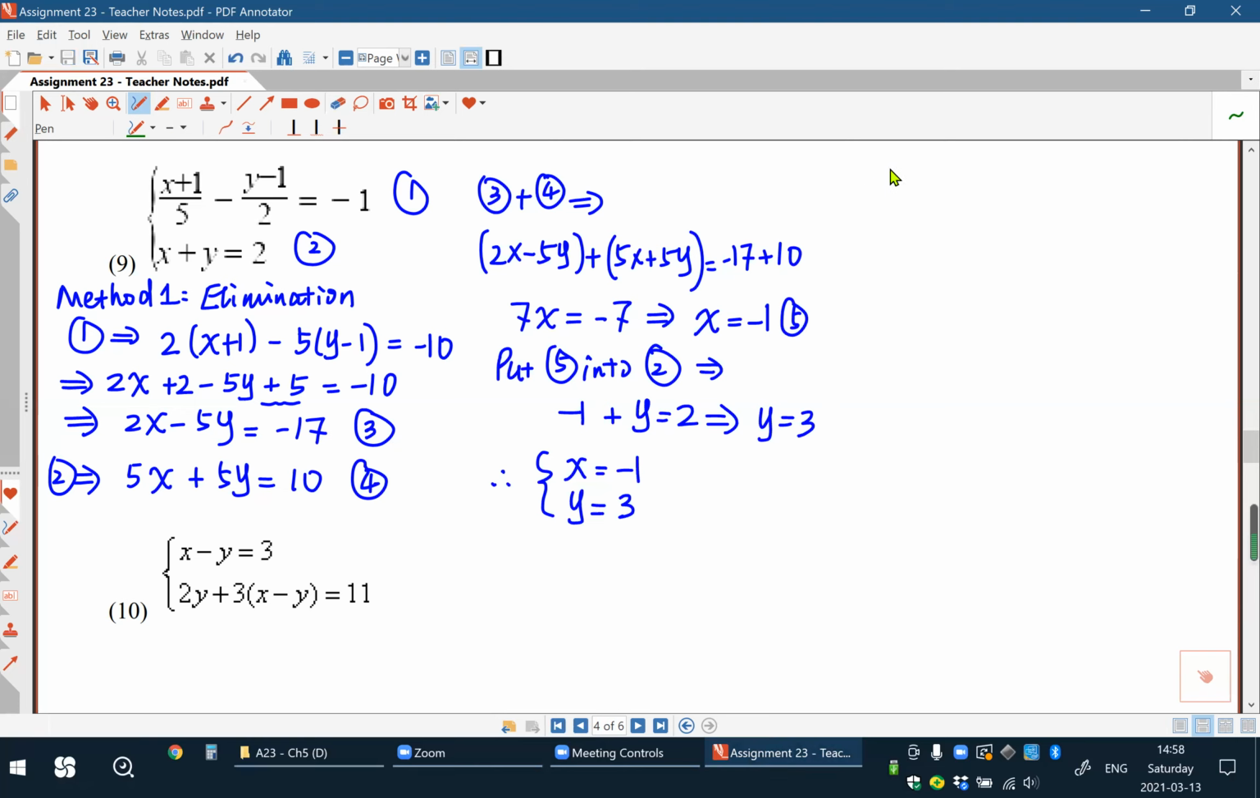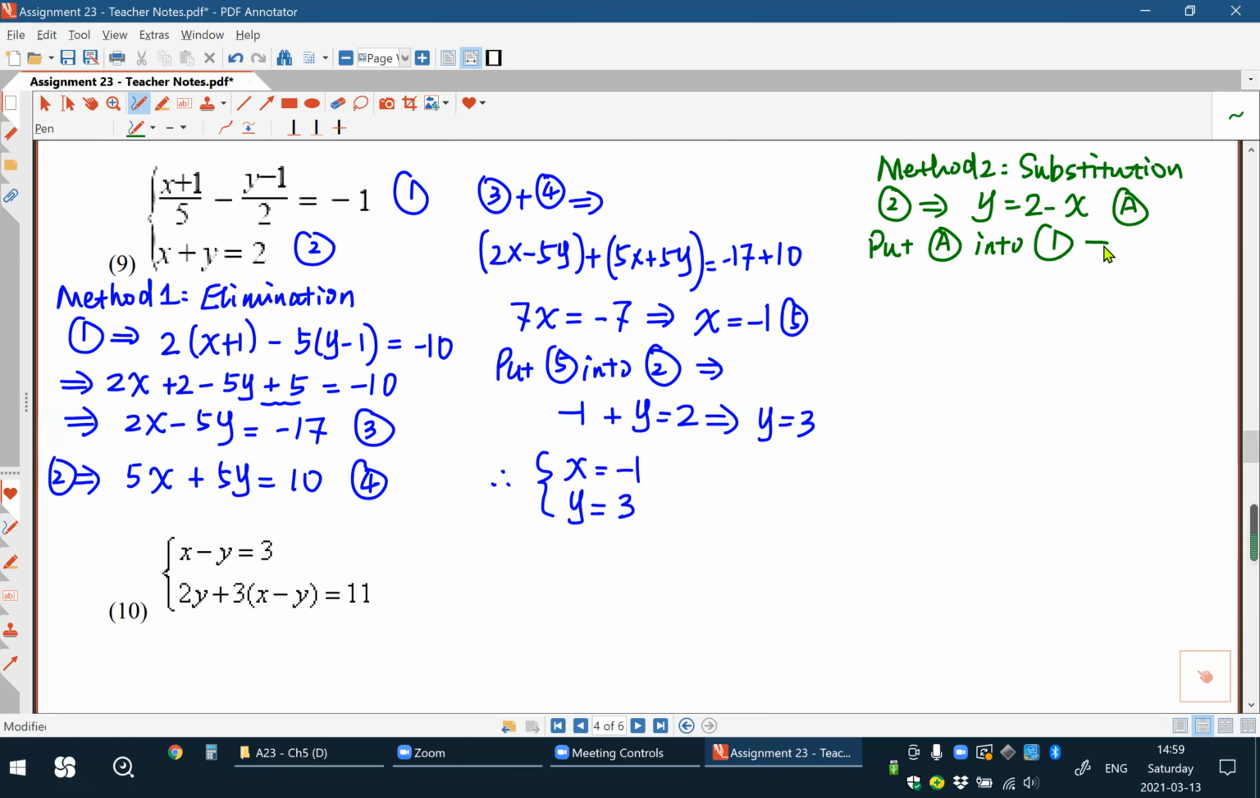No? All right, let's see method 2, substitution. Okay, this time we start from equation 2, because from equation 2 we can easily solve that y is 2 minus x, right? So let's label this with a. And then we can put equation a into equation 1, and this will get you, all right, I think it's better to put it in 3 because there are no ratios. So let's put a into 3.